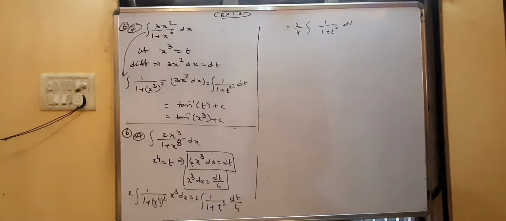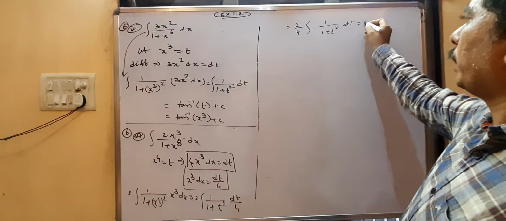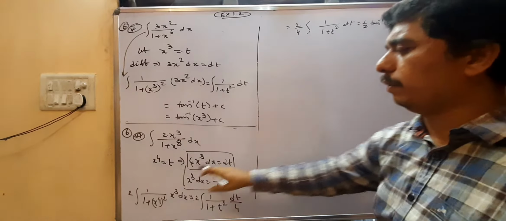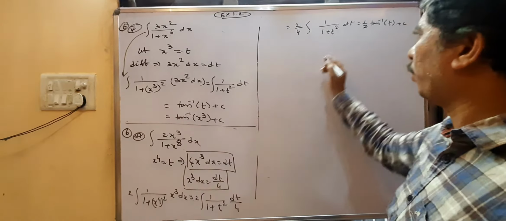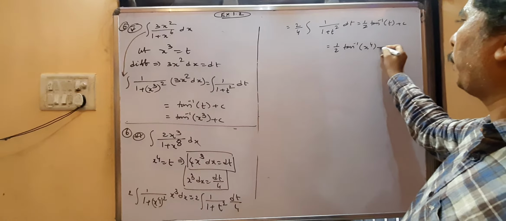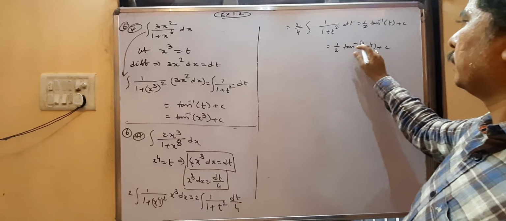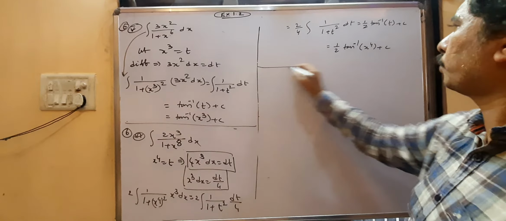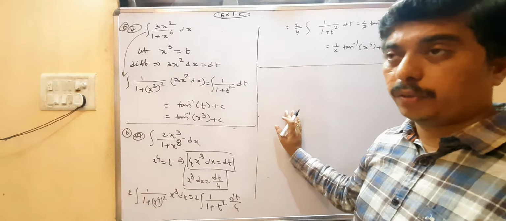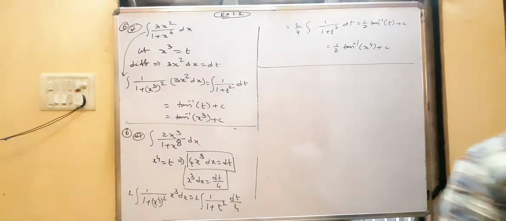What is the integral of 1 by 1 plus x square? Tan inverse x. So that is 1 by 2 into tan inverse of t plus c. What is the t value? T is x power 4. Very good. 1 by 2 into tan inverse of x power 4 plus c is the answer. These models, I think everyone can understand. Next model, copy these problems.